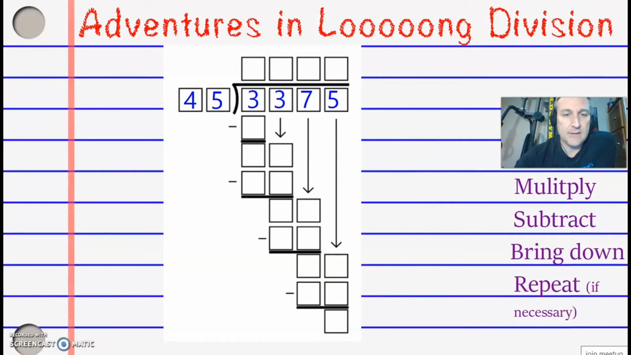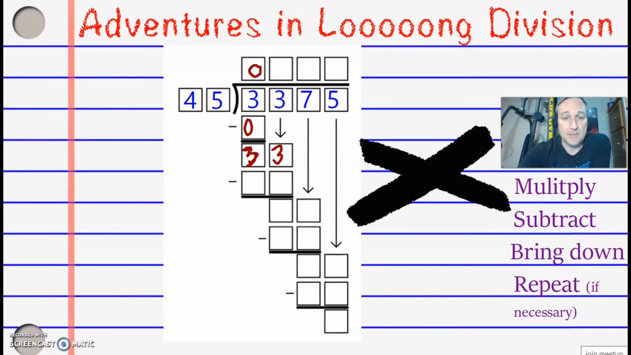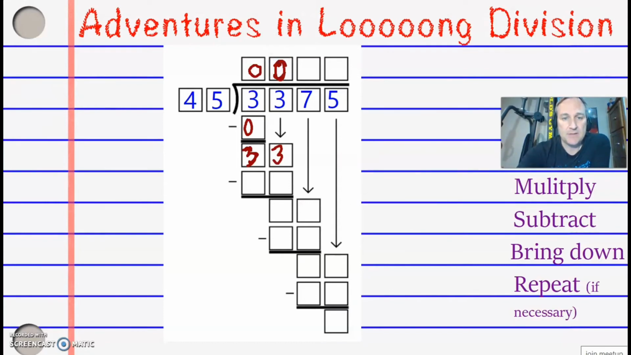So going on to this one, how many 45s fit into 3? This is how we start. None. So we're going to put a 0 right here. Okay, 0 times 45 is 0. I get a 3, I drop my 3. Now this hasn't happened yet on the videos, but when I drop my 3, does 45 go into 33? No. Still doesn't, so I'm going to have to put another 0 here, aren't I? 0 times 45 is 0. I get 33 left, and I drop my 7.